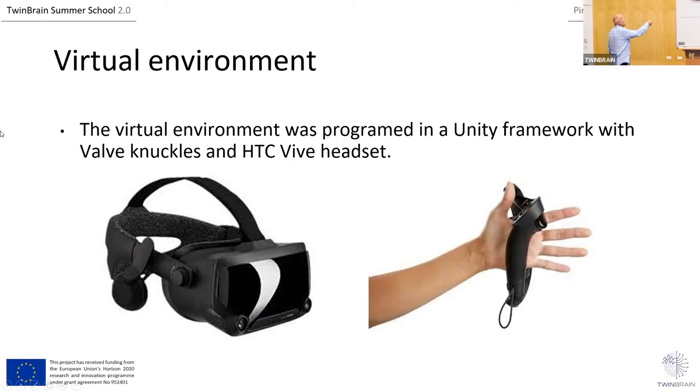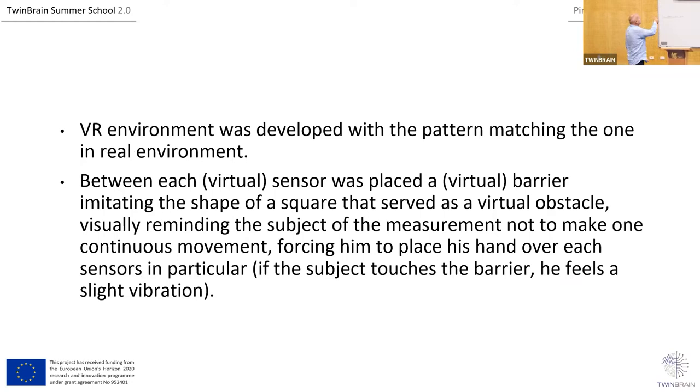These are not high-end HMD helmets, but a middle-to-upper-end piece of that kind of equipment. This Knuckles wand is a very interesting one. It can measure the position of the hand and the position of the fingers, and you can wear it, holding it. You can strap it around the hand.